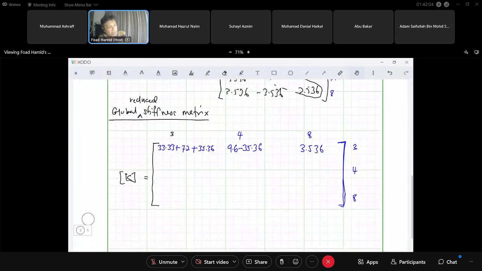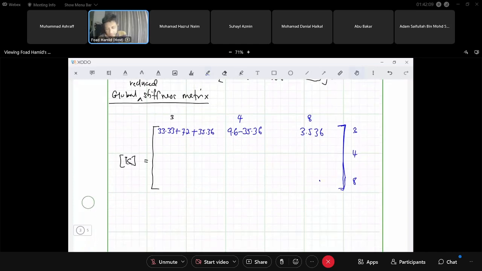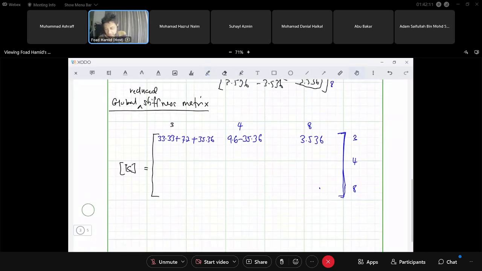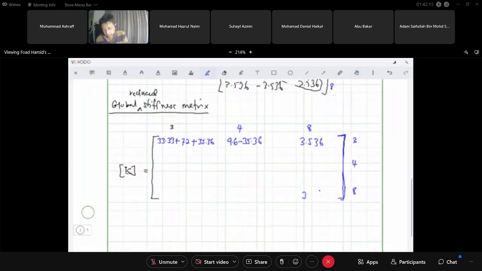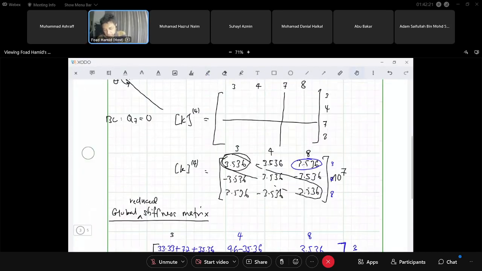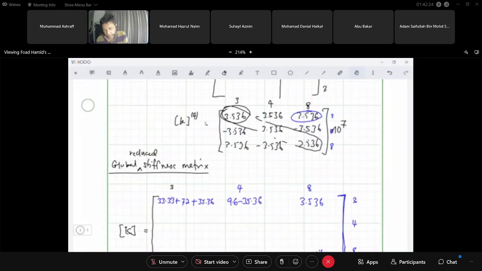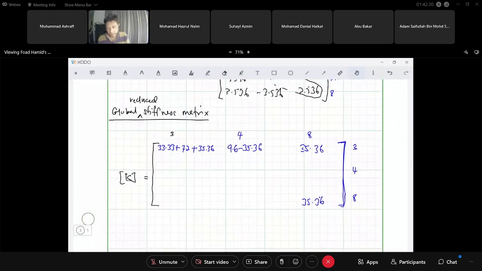8 and 8 is this one here, yeah? This one, which is, let me double check. 3 point, this one should be 35.36 times 10 to the power of 6, yeah? I'm sorry, this one should be 35, not 3.5. Okay, so we are done with the first row.